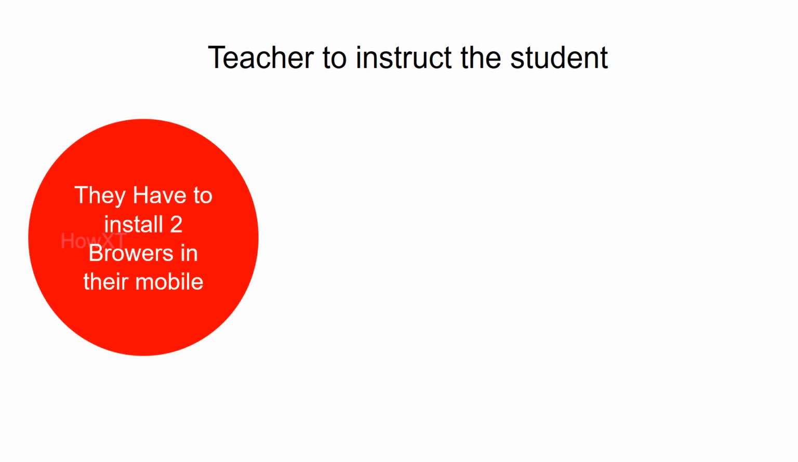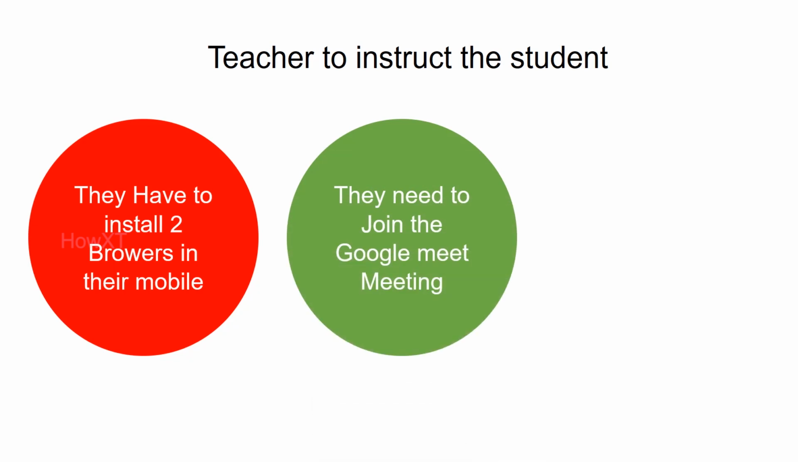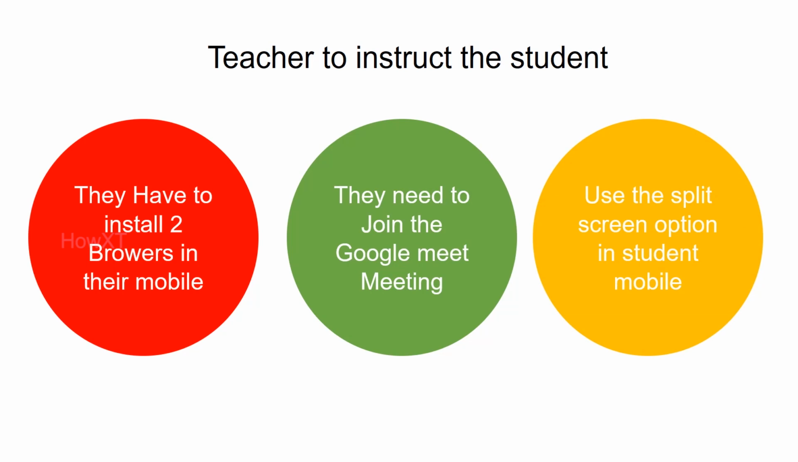First, teachers should instruct the students on three important things. Number 1, the students should install two browsers on their mobile. Number 2, they need to join the Google Meet meeting. Number 3, use the split screen option on the student's mobile. Let's see how to do that.